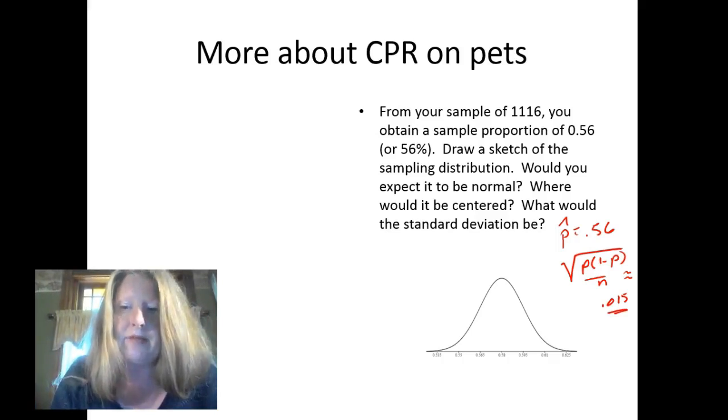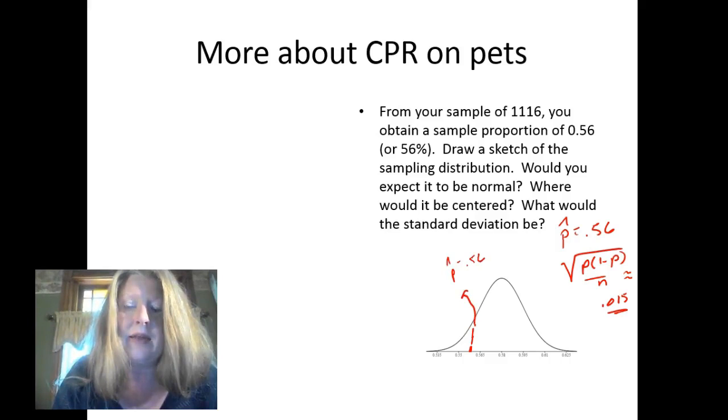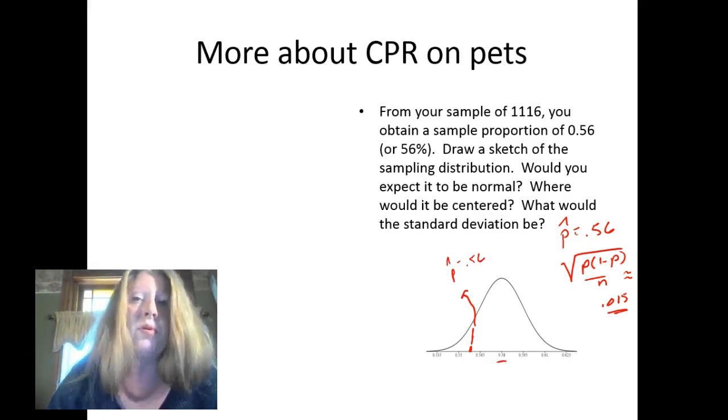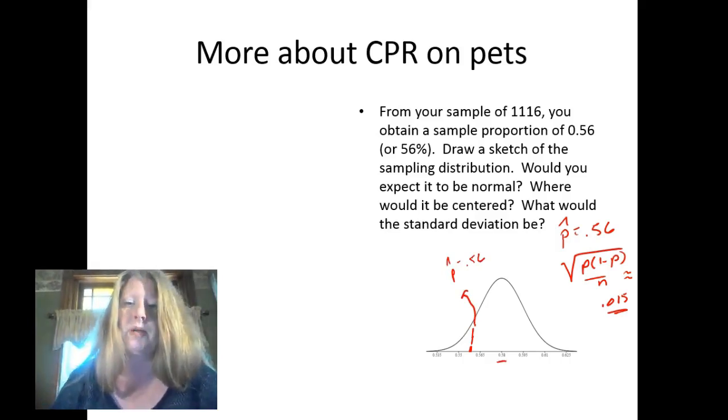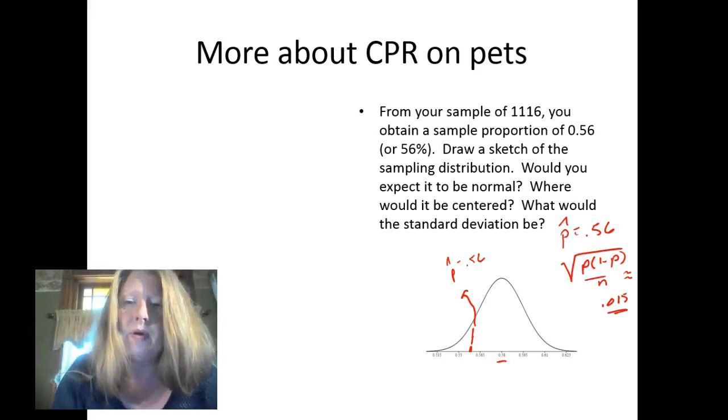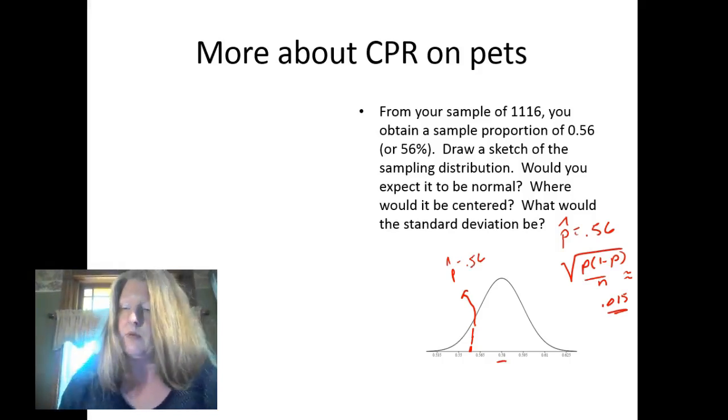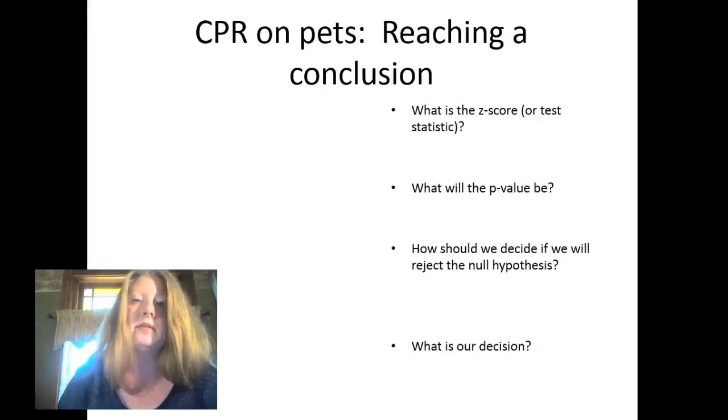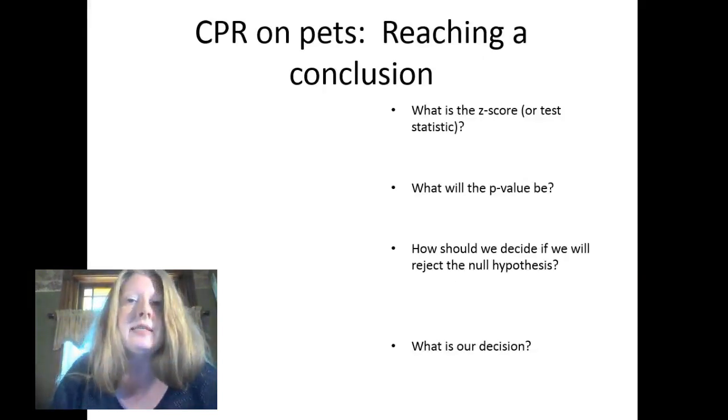So where's 0.56? 0.56 is going to be over here someplace, right? So this is where our actual sample proportion is falling. And again, this distribution is centered at 0.58, or the population proportion. So I want to see what my p-value is going to end up being. How am I going to conduct this test? What is the test statistic?